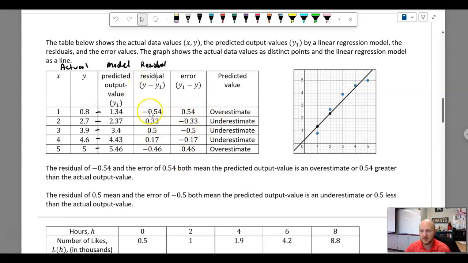It's always going to be the opposite. So if my residual is negative 0.54, then the error will be positive 0.54. Okay? And what do I have? Do I have an overestimate or an underestimate?